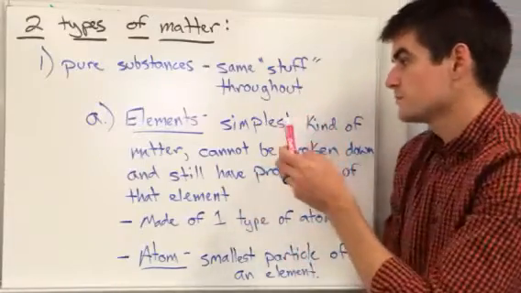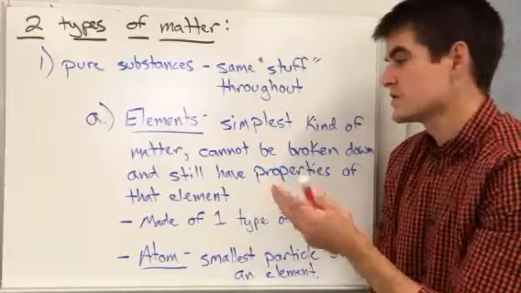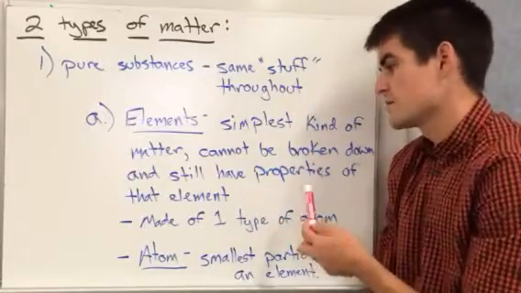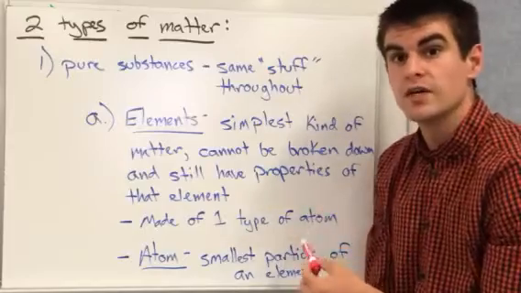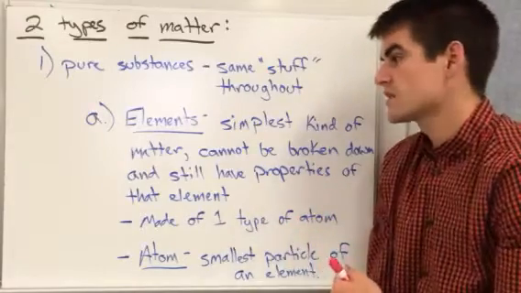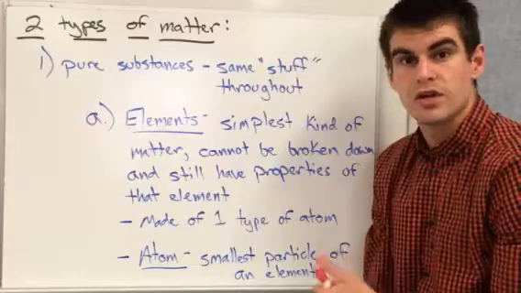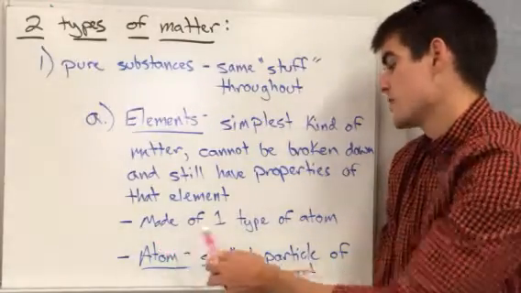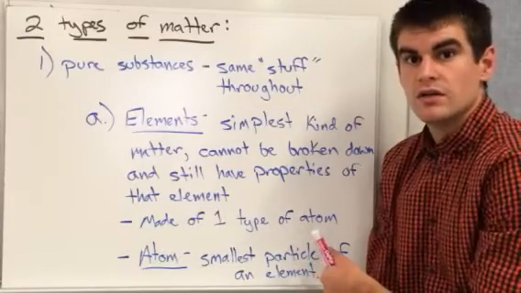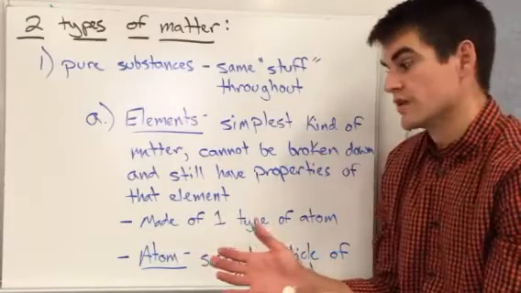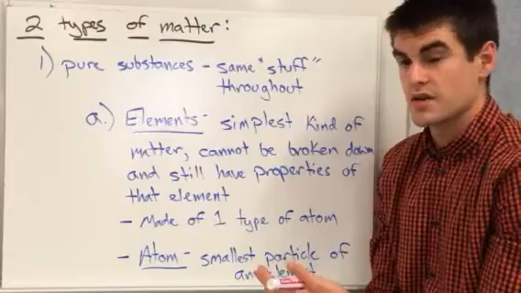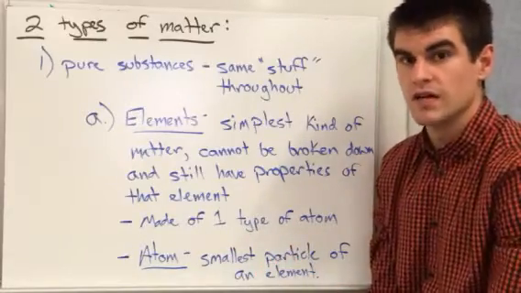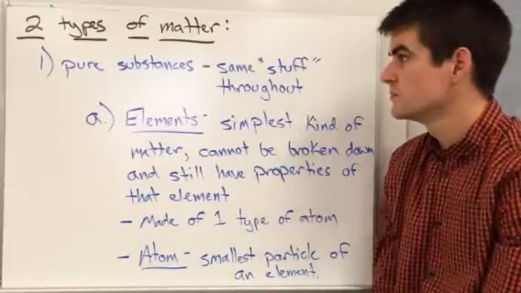So same stuff. There are two types of pure substances. The first is an element. So simplest kind of matter, cannot be broken down and still have properties of that element. If you do start breaking these things down, that's where you get things like protons and neutrons and electrons that we'll get to. Elements are made up of only one type. So if I have the element oxygen, the only atoms that are going to be in there are oxygen atoms, where an atom is just the smallest particle of an element. So it's one piece.